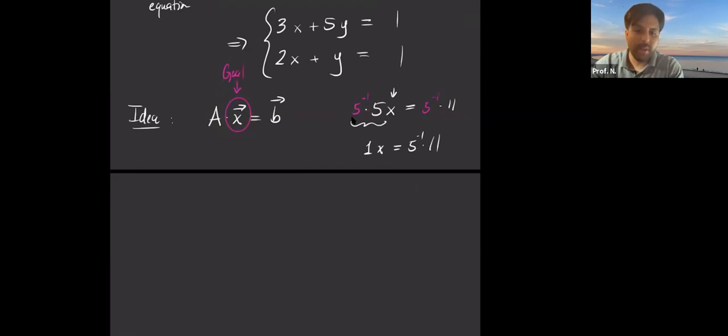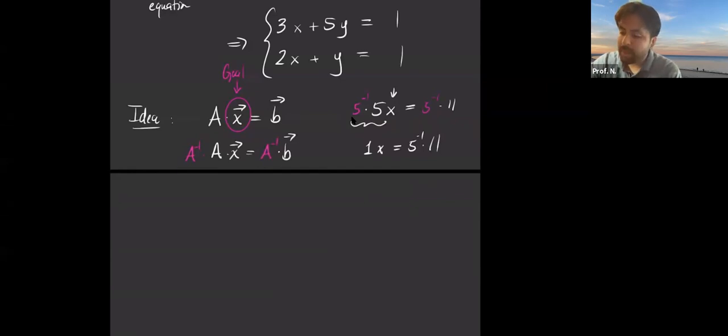What do I want to do? I want to isolate X. How do I isolate X? First, I got to get rid of A. What do I need to get rid of A? I need its identity. I mean, not identity, inverse. So then I multiply the left side by A inverse, don't I? And I do the same thing on this guy.